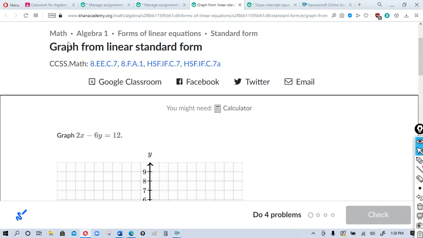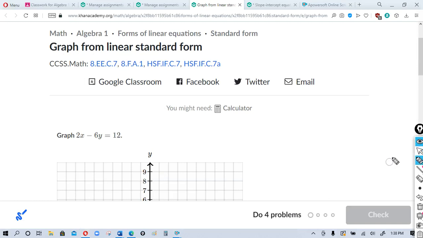All right, this will be for the assignment, graph from linear standard form. So we already learned the line equation, y equals mx plus b. And the term for that equation is slope-intercept form. The reason it's called that is because you can tell the slope and the y-intercept just from looking at it.